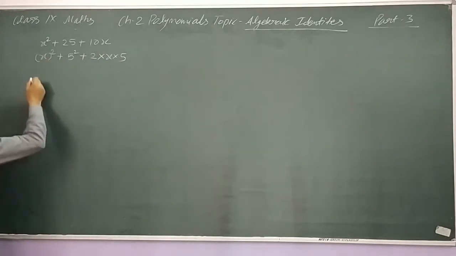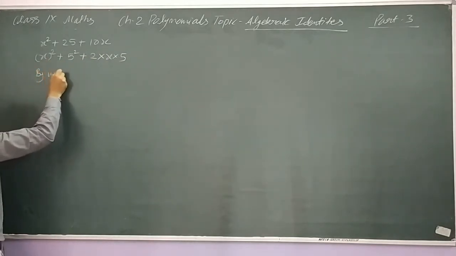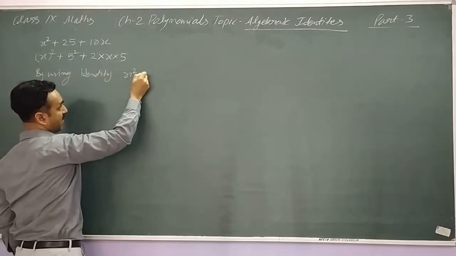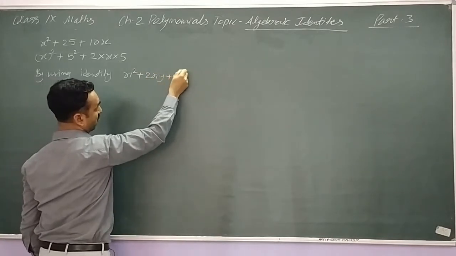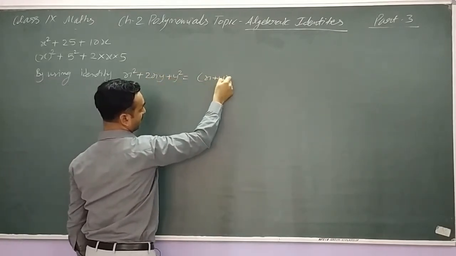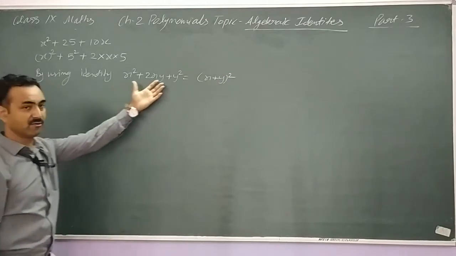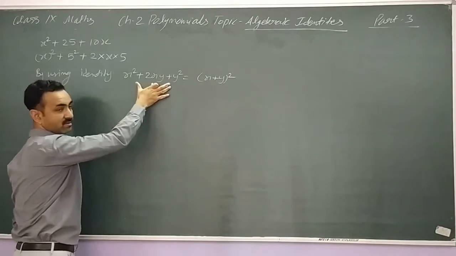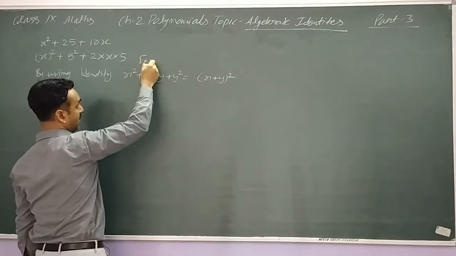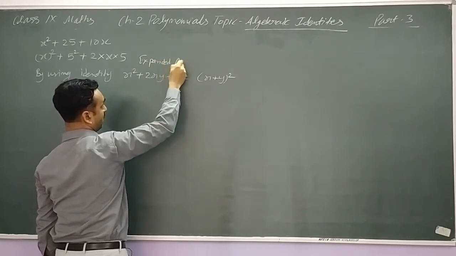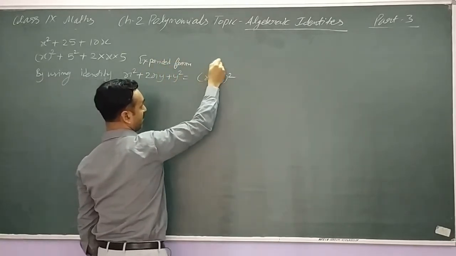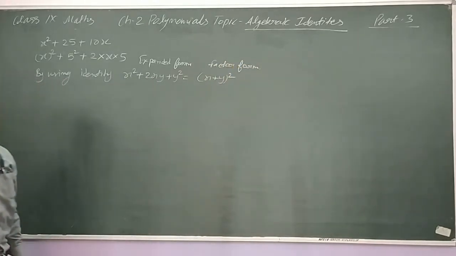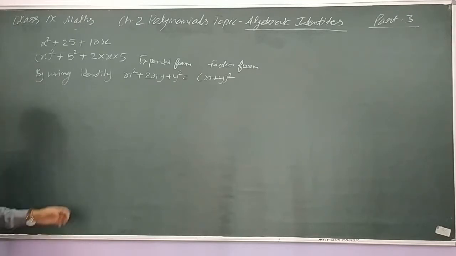So you can see this is the identity: x square plus 2xy plus y square is equal to (x plus y) whole square. We are using the first identity. The question is given in this expanded form. This is called the expanded form, and this is called the factor form.